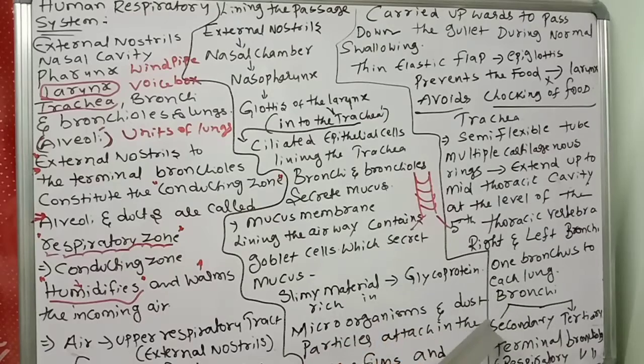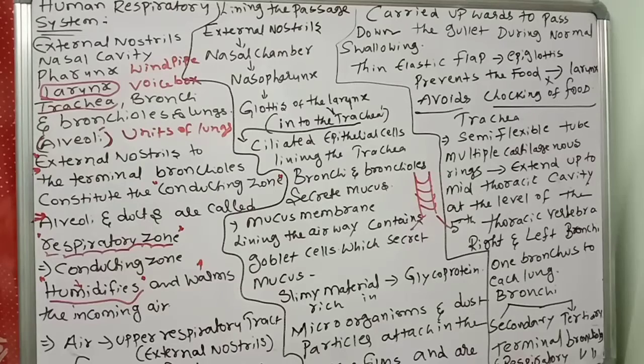The primary bronchi separate into secondary bronchi, secondary bronchi into tertiary bronchi, tertiary bronchi into terminal bronchi, and terminal bronchi into respiratory bronchi. Like this, the bronchi form what is called the pulmonary tree. All the small tubes coupled together form the respiratory tree, which is very helpful for the exchange of gases.